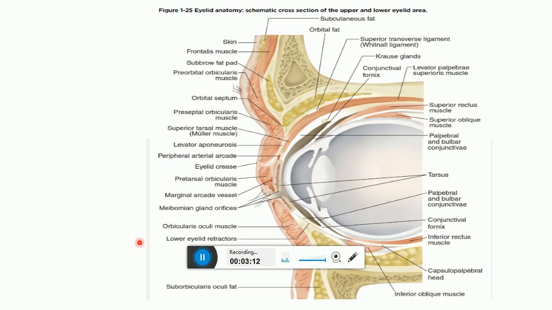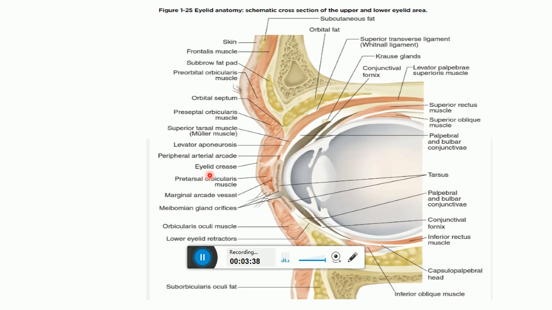The first one is eyelid skin, and the subcutaneous connective tissue. The eyelid skin is the thinnest in the body. It contains fine hairs, sebaceous glands and sweat glands.